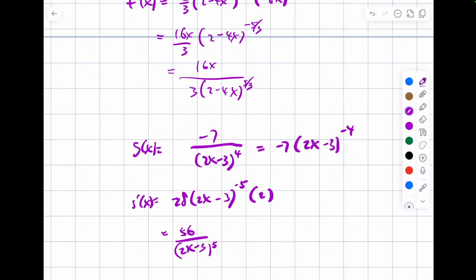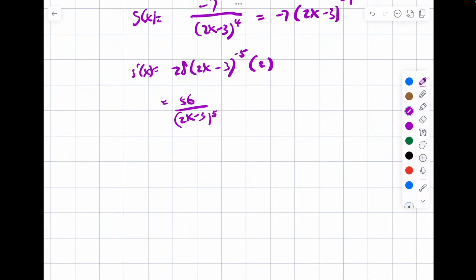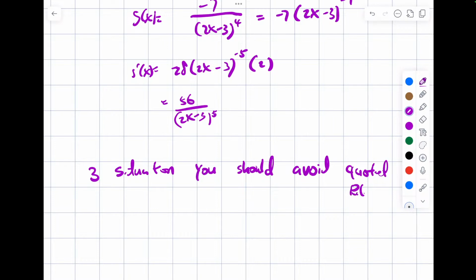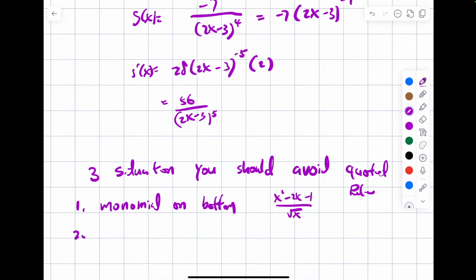Now I want to talk about three situations you should avoid quotient rule. It's not part of chain rule, but there are three situations you should avoid quotient rule. The first situation is a monomial on the bottom. You should always split. So for example, x squared minus 2x minus 1 over square root of x. What are you supposed to do? Should you do quotient rule? No. Second is constant on top.